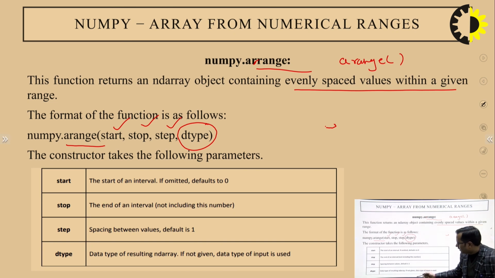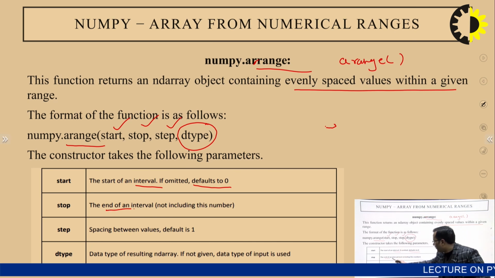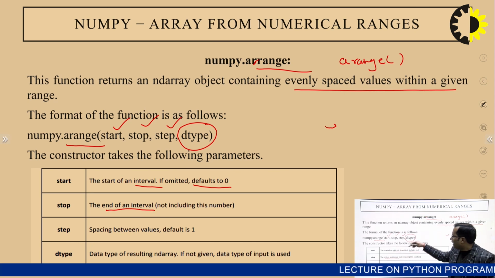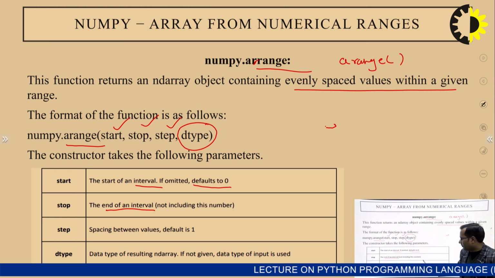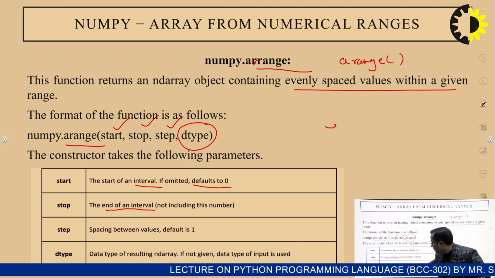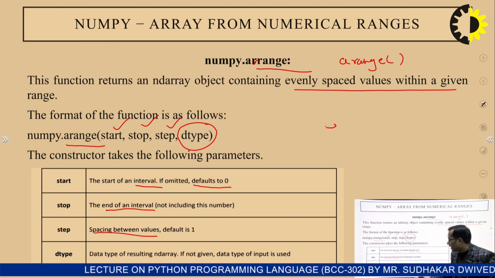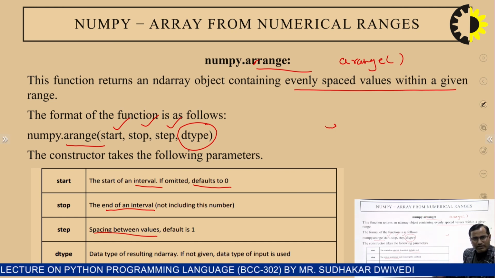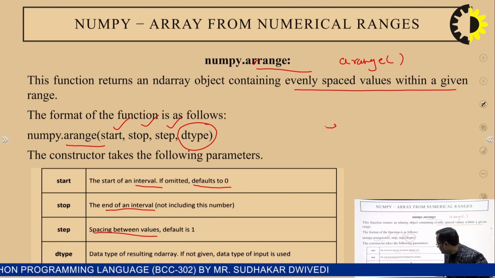This constructor can take the following parameters. Start is the start of an interval, and if we have not provided this start index, the default is 0. Stop is the end of an interval, and this end of the interval is not included in the range. And step means the spacing between the values. If we have not provided the step parameter, the default step is 1.